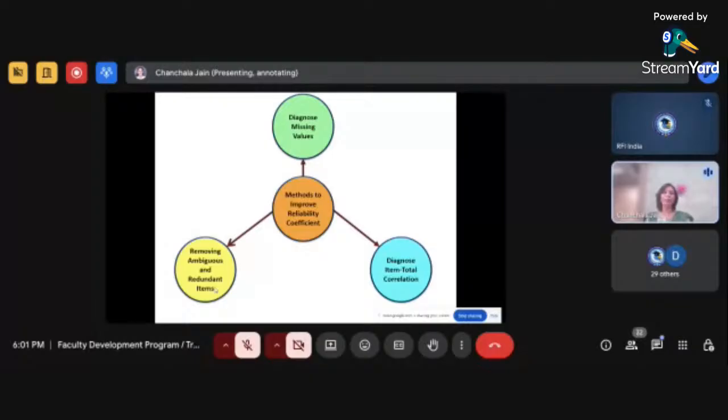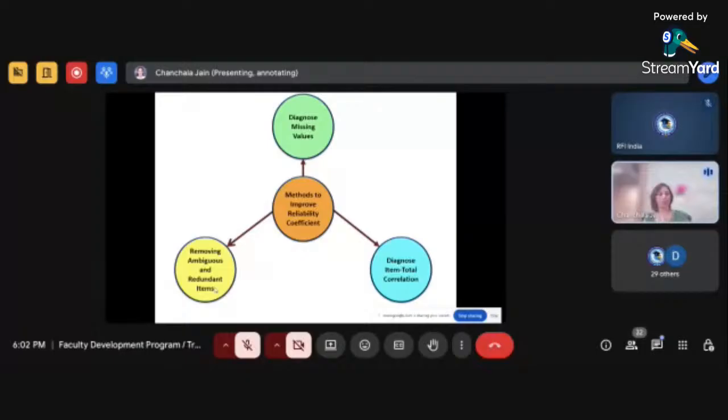That is ambiguity, right? Redundancy means that whatever you're asking in the first statement, in the 10th statement also you're putting a similar kind of thing. So you need to check ambiguity and redundancy, repetitions, right? This is the first way of checking, and it is quite obvious. You need to do this beforehand, before collecting the data.